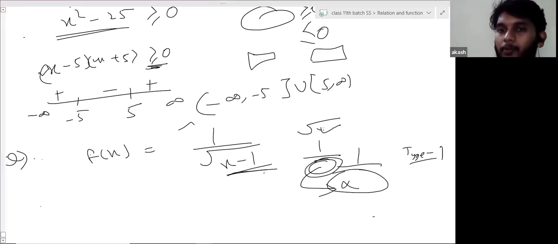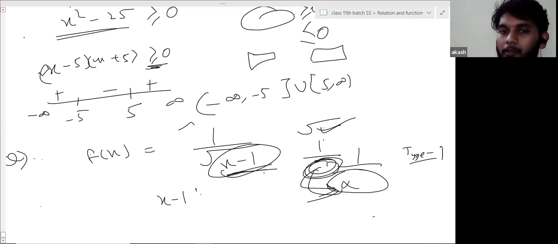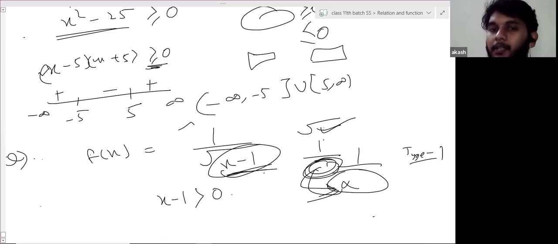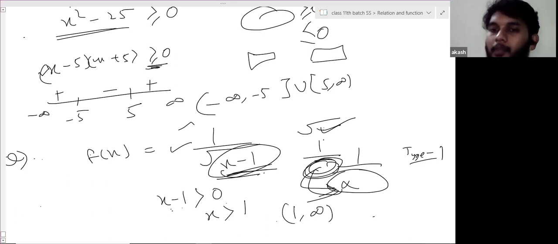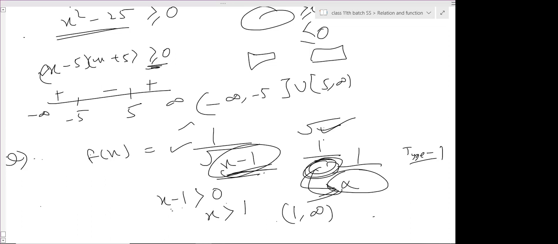So under root says everything should be positive. 1 upon something says this cannot be 0. So what you can write, x minus 1 should be greater than 0, because we cannot put equals to 0, because this becomes 0 and this becomes infinite. So we have to strictly say that x minus 1 is greater than 0. This means x is greater than 1. So if x is greater than 1, that means 1 to infinite. This thing is clear or not? Yes. All right.